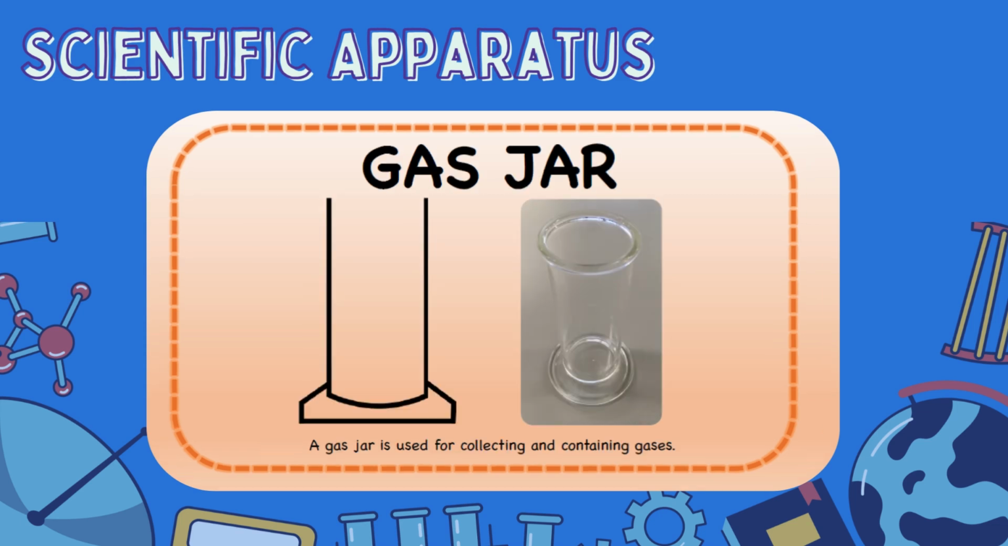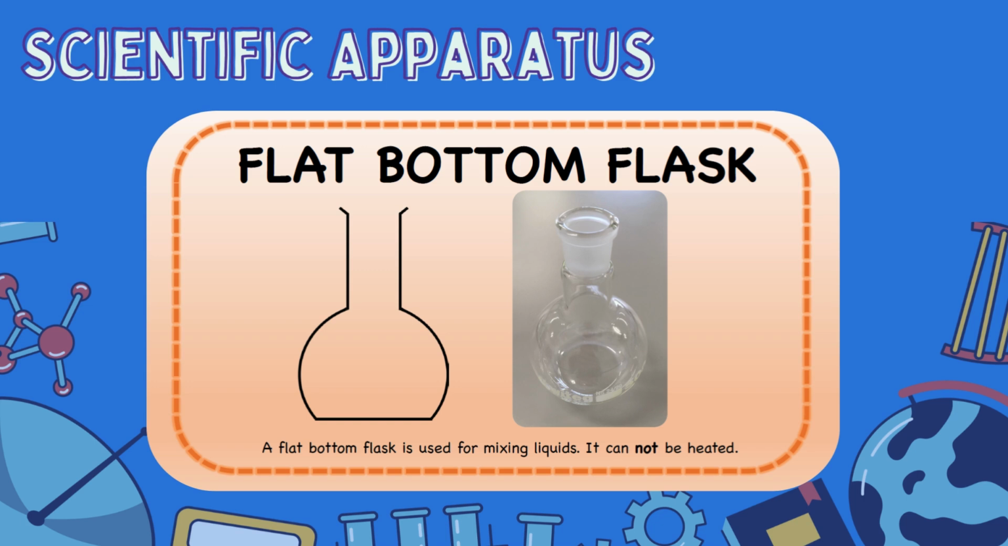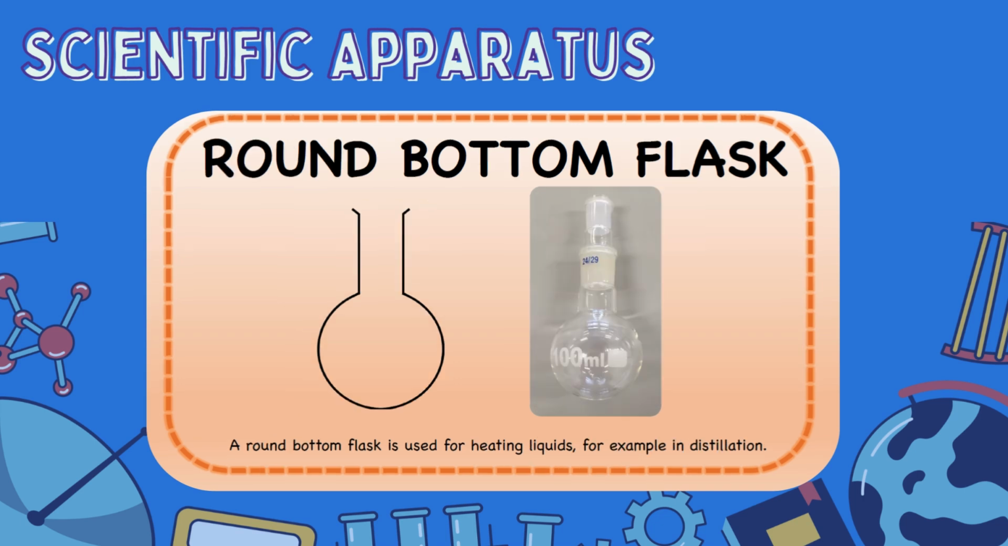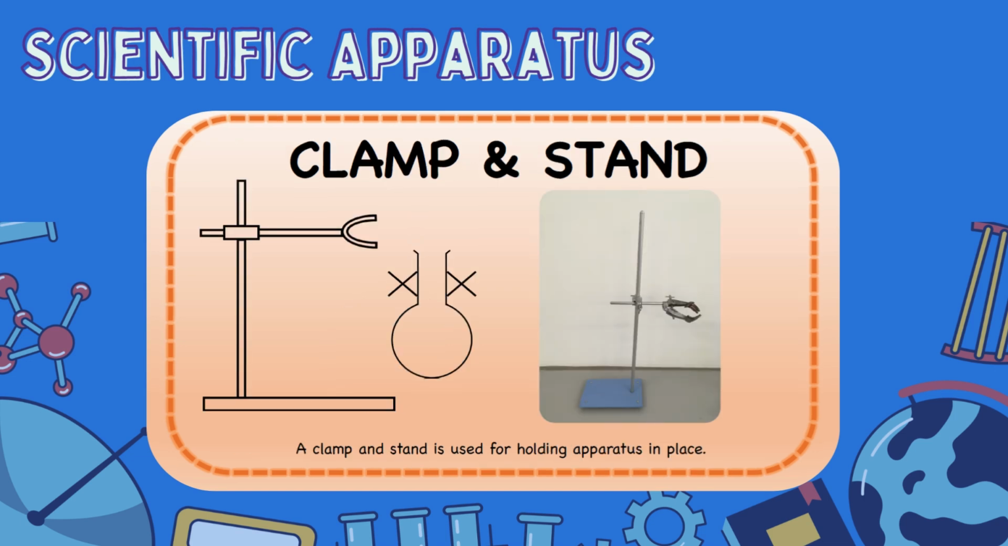Here is a gas jar. These are used for collecting and containing gases. This one is named just as we see it. It's a flat bottom flask. It's used for mixing liquids, but it cannot be heated. This one, very similar, is a round bottom flask. We can use this one for heating liquids, and we often use it in distillation. We might use a clamp and stand to hold that round bottom flask.